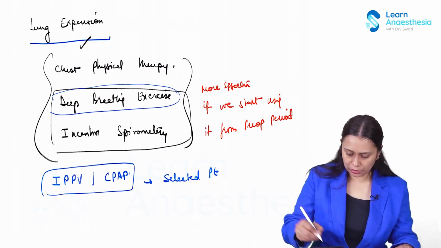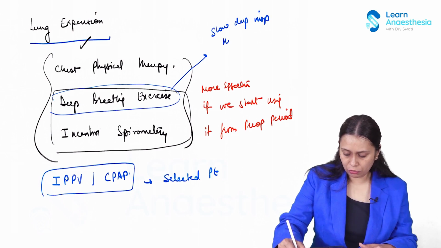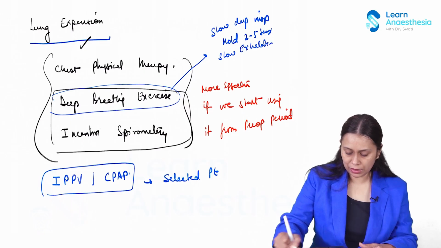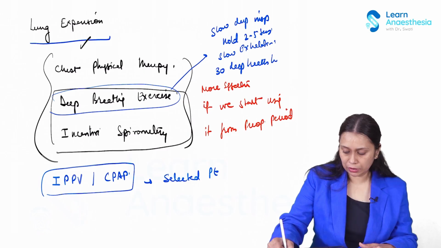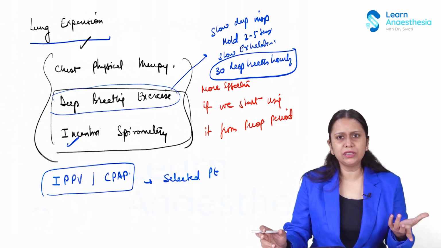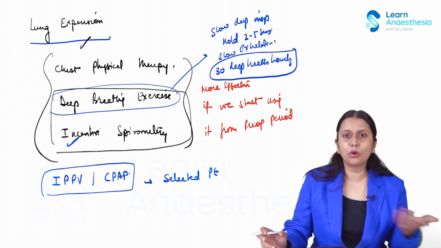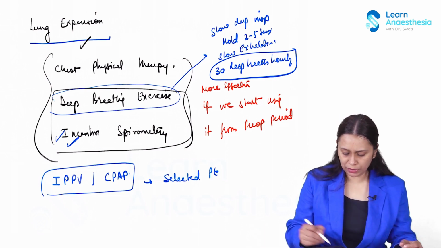So the deep breathing exercise is done with slow deep inspiration, hold for 2 to 5 seconds and then slow exhalation, 30 deep breaths hourly whenever the patient is awake in the pre-op period. For incentive spirometry, we just give the spirometer and the patient can visualize what progress the patient is making. So this can also be practiced.